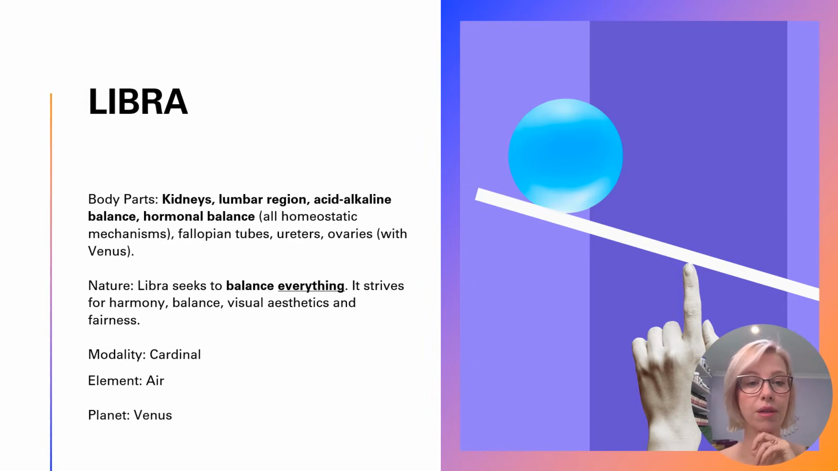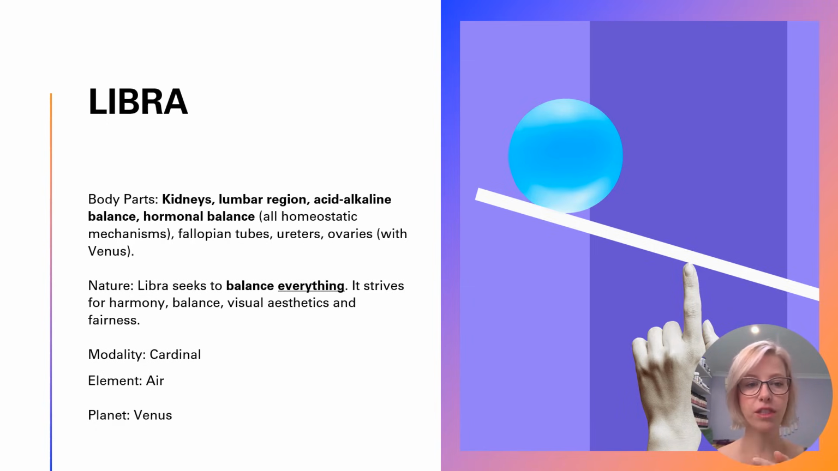Libra. Libra rules kidneys, lumbar region, acid-alkaline balance, and hormonal balance. So all homeostatic mechanisms, all mechanisms that enable balance within the body. Fallopian tubes, ureters, and ovaries with Venus as well. You can see hormones, acid-alkaline balance. These are all homeostatic mechanisms keeping the body in balance, because Libra is ruled by the scales, so it's always about keeping things in balance.